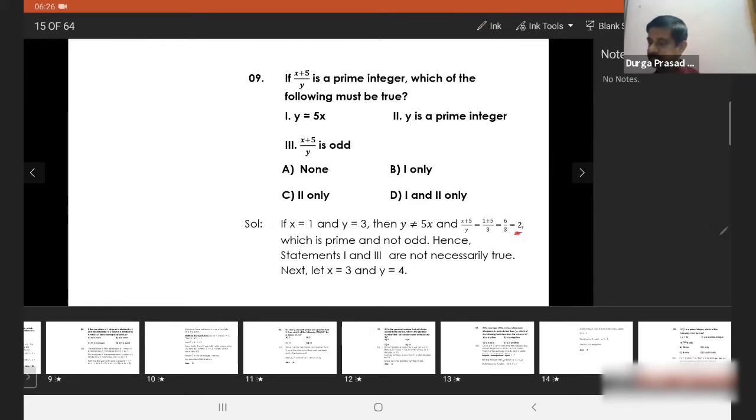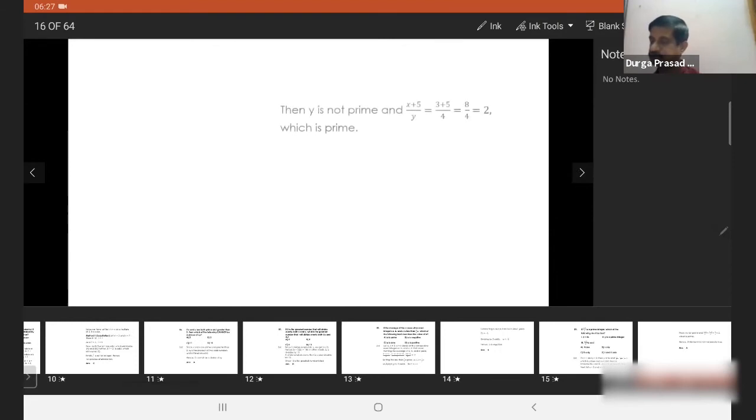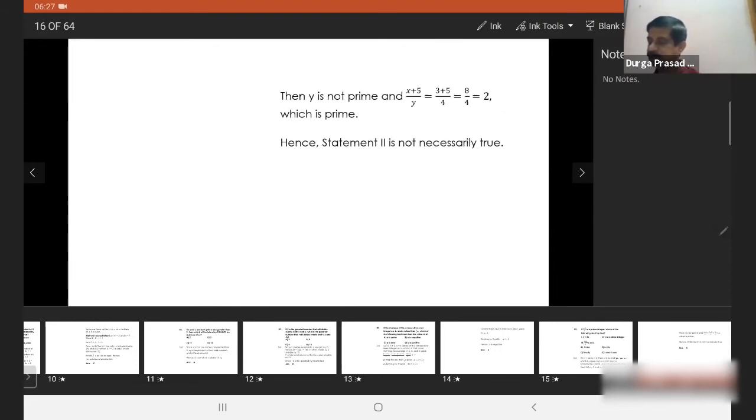Okay, for this example of x is 1, y is 3, you'll be getting the answer as 2, which is prime but not odd. So now let us take some other number. x is 3, y is 4, because we are taking all divisibles only. So 5 plus 3 is 8, by 4 is 2. So this is also a prime but not odd.